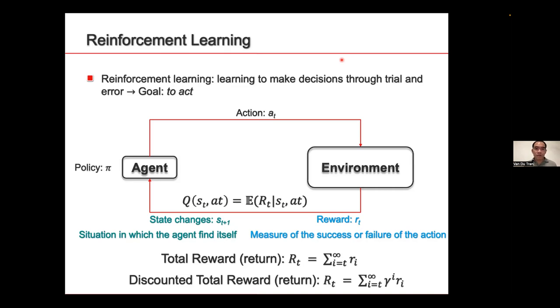We have the environment, the world through which the agent moves, and which responds to the agent. The environment will take the agent's current state and the action of the agent and return the output to the agent.